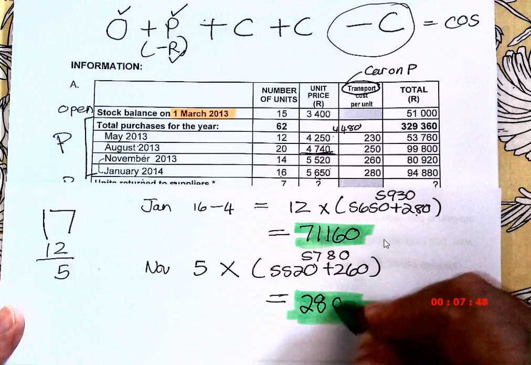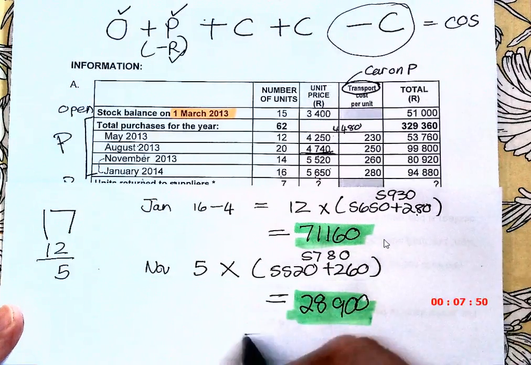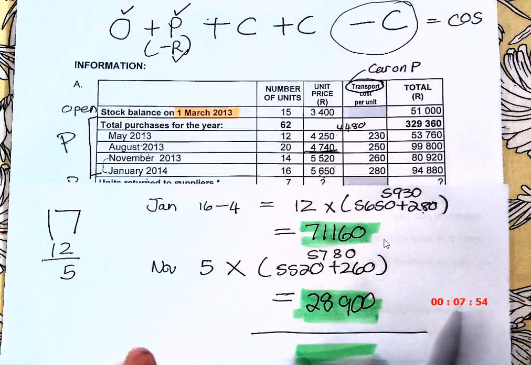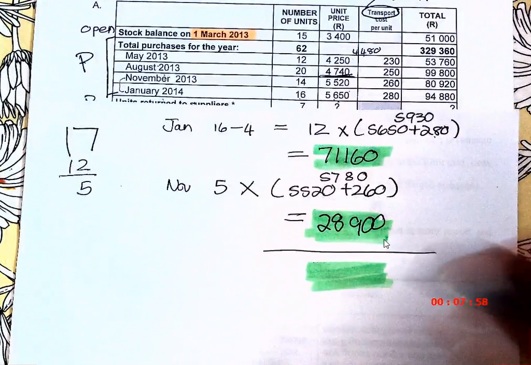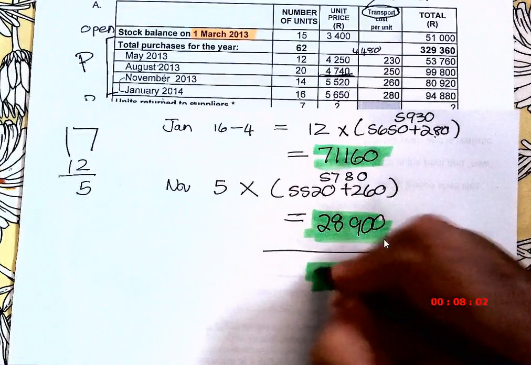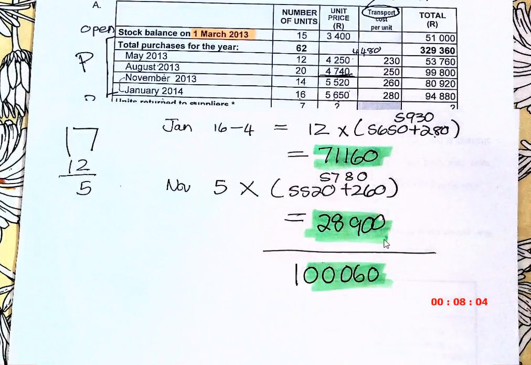28900. Okay, so my closing stock would be the total of those 2 batches. In other words, 0, 6, 10, 10, 10. There's my closing. You guys happy?